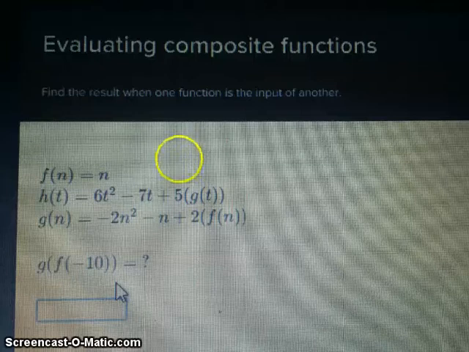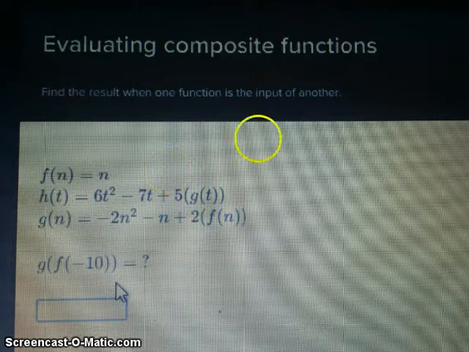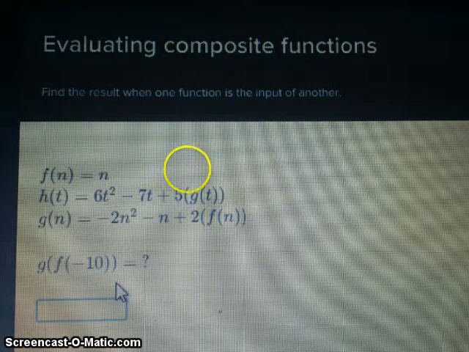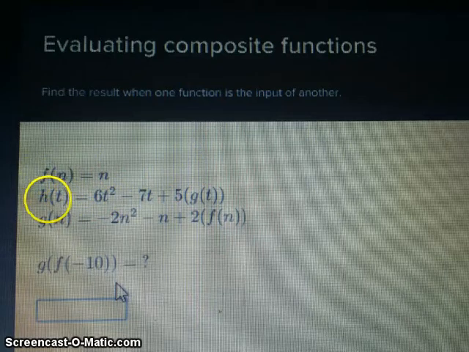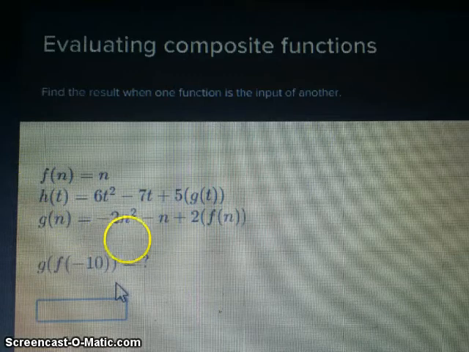Alright, so the question that you sent me about evaluating composite functions. When you're doing these type of problems, you kind of have to work your way inside out. If you can see from this problem, it's giving you three functions. It's giving you f of n, h of t, and g of n.